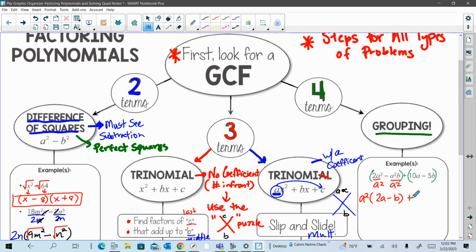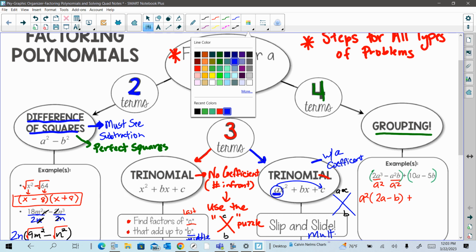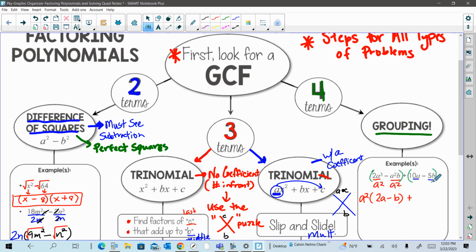Then I have a plus sign. And then I look for a GCF between 10a and 5b. Well, the GCF here would be 5. So the 5 is outside the parentheses, leaving me with 2a minus b. So right off, hopefully you see the 2 common binomials. So that is one of our factors. Okay, I need to change my font, sorry. 2a minus b, and then the other factors are your GCF that was outside. So this would be a squared plus 5.